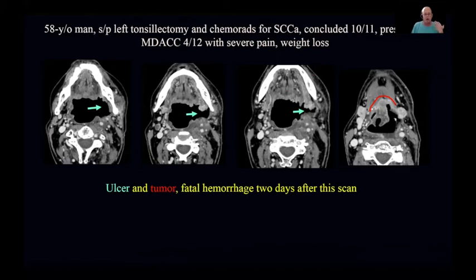This patient had a tonsillectomy and chemoradiation for a pharyngeal carcinoma, and he presented to us with a large, essentially gaping defect in his mucosa. This is a large area of necrosis, but coincidentally, there was mass-like enhancement, and so this patient had concomitant radiation injury as well as tumor recurrence, and actually bled to death 2 days after this scan was obtained.